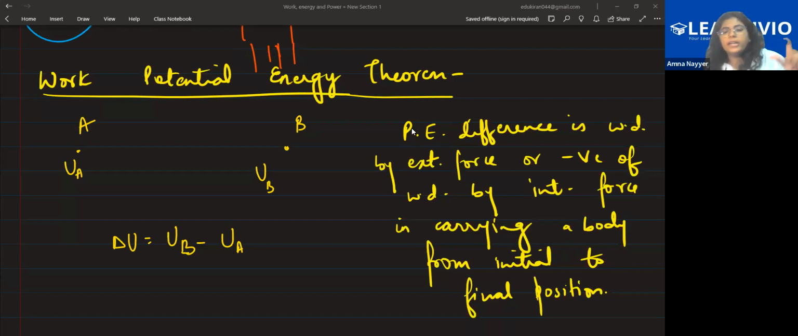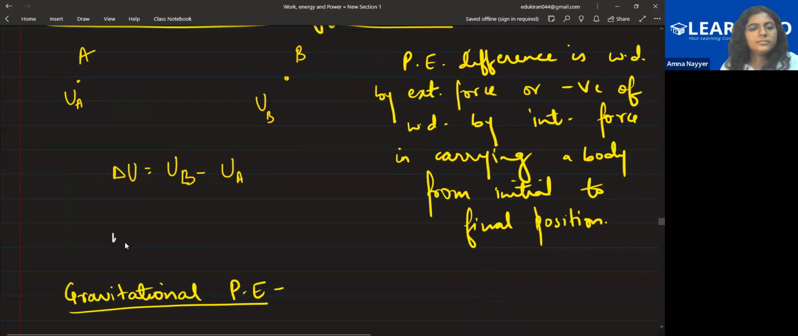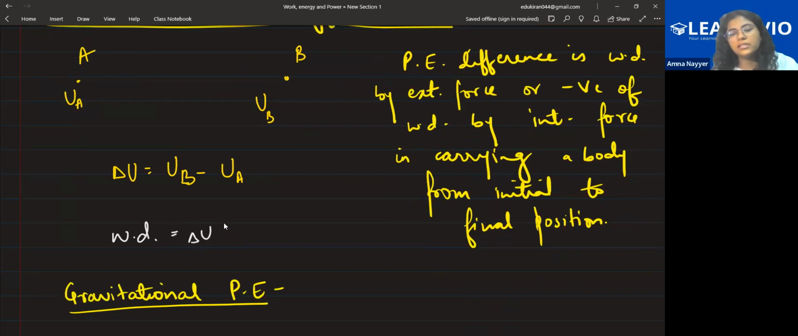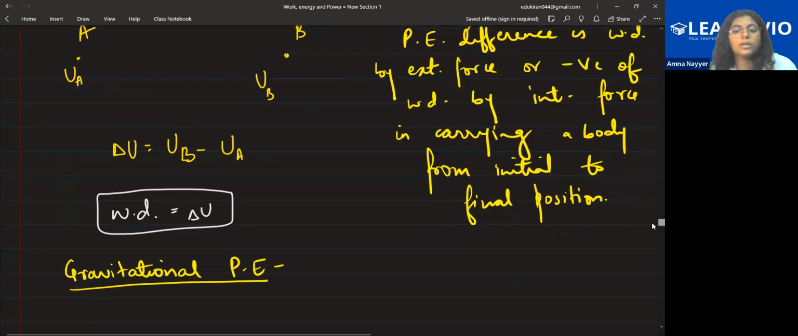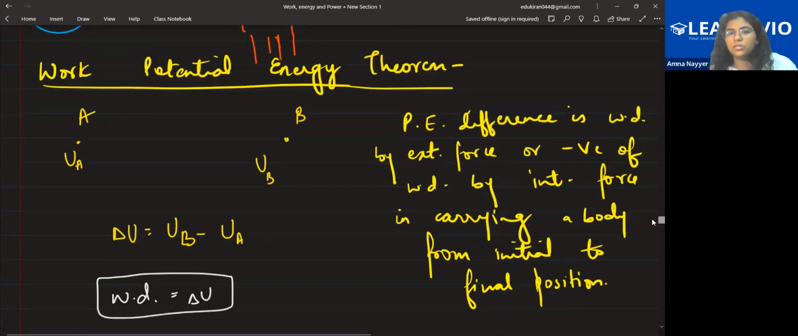So see, there's point A with potential energy UA, and point B with potential energy UB. So the change in potential energy is UB minus UA, right? So the work then basically gets stored in the form of potential energy. So this is called the work potential energy theorem. You have to be very careful whether it's the work potential energy theorem or the work energy theorem.